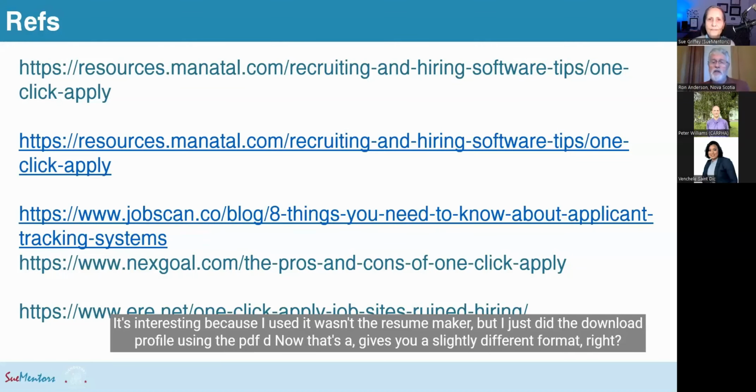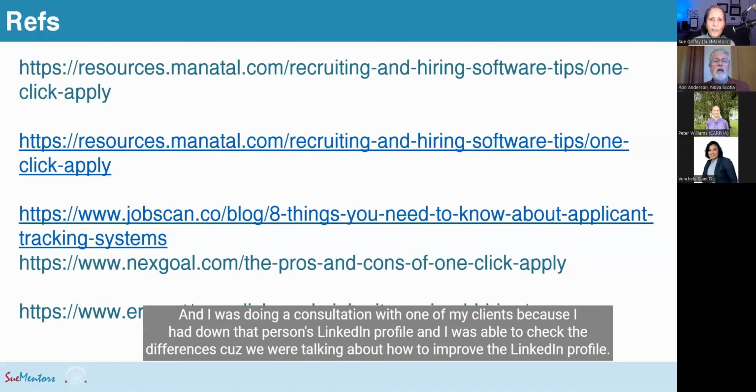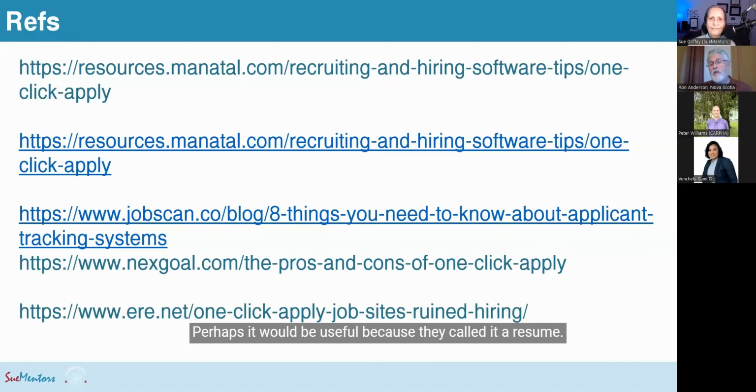It's interesting because it wasn't the resume maker, but I just did the download profile using the PDF. Now it gives you a slightly different format. Right, it does. I was doing a consultation with one of my clients because I had downloaded that person's LinkedIn profile, and I was able to check the differences because we were talking about how to improve the LinkedIn profile. Perhaps it would be useful because they call it a resume.